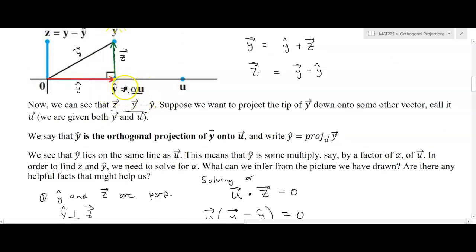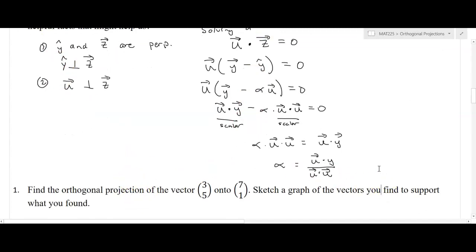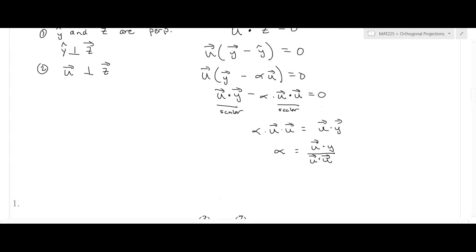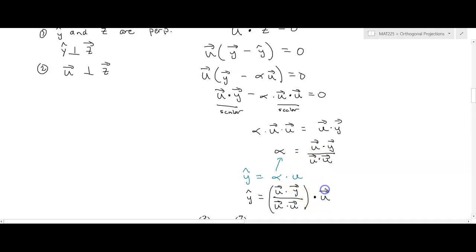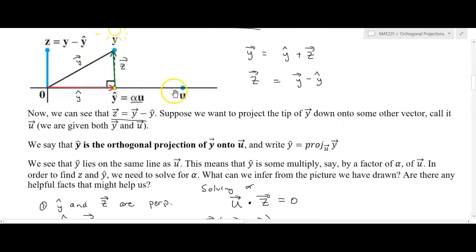If we want to find y hat, though, y hat is going to be that alpha value that we just found times u. So to come up with a formula for y hat in terms of what we know, we should now make the observation that y hat equals alpha times u. There's alpha right there. So now I can put those pieces together and say y hat equals u dotted with y over u dotted with u. That's just alpha. And this right here, by the way, is a scalar because you have a scalar divided by a scalar. And then that's going to scale the u vector. And there is our formula for what we're calling y hat. Again, y hat is just the projection vector of y onto the line u.